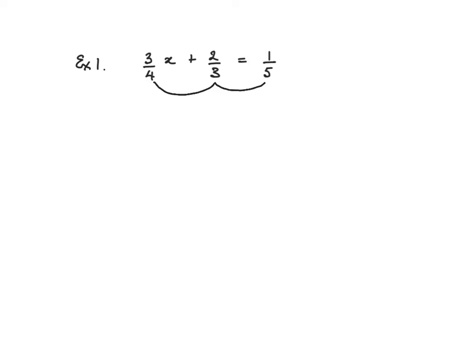So 4 times 3 times 5. 4 times 3 is 12, and 12 times 5 is 60. 60 is in fact the lowest common multiple of 4, 3 and 5. Now this process will always give you a number which you can use to multiply. It just doesn't always give you the lowest common multiple, but we can deal with that. In this case it does. So I'm going to multiply the 3, I'm going to multiply the 2 and multiply the 1.